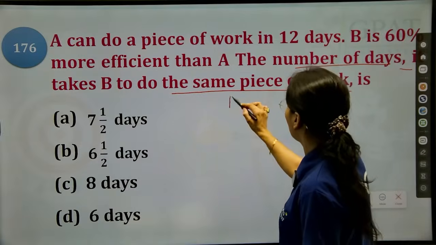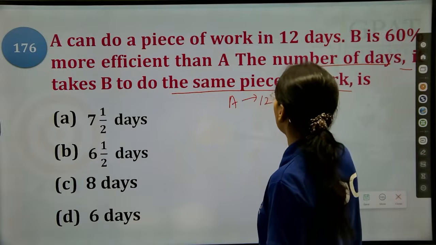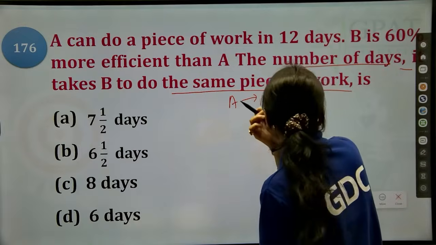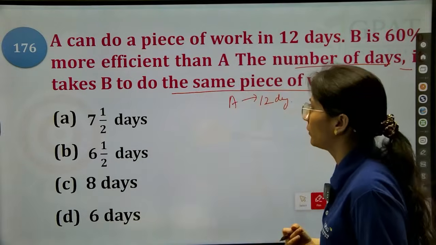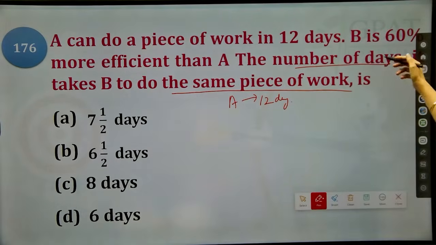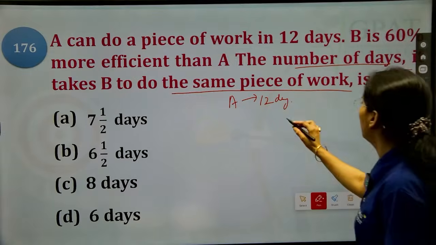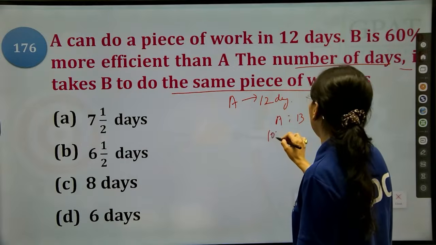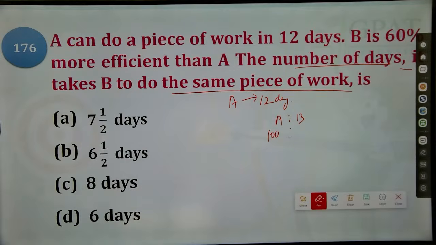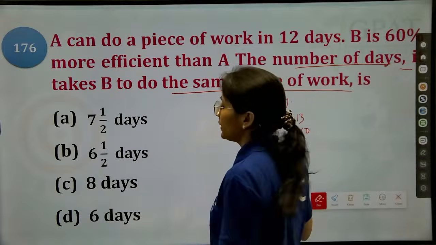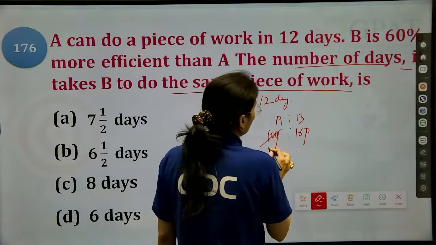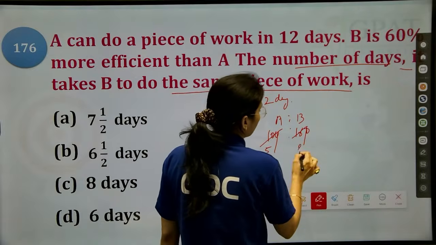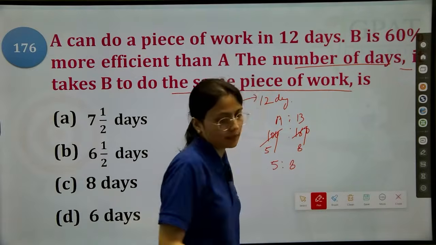A completed the work in 12 days. As we know, efficiency and time are inversely proportional. If A's efficiency is 100, then B's efficiency is 160, because B is 60% more efficient than A. Cancel the 0s: 2 5s are 10, 2 8s are 16. So 5:8 is the efficiency.